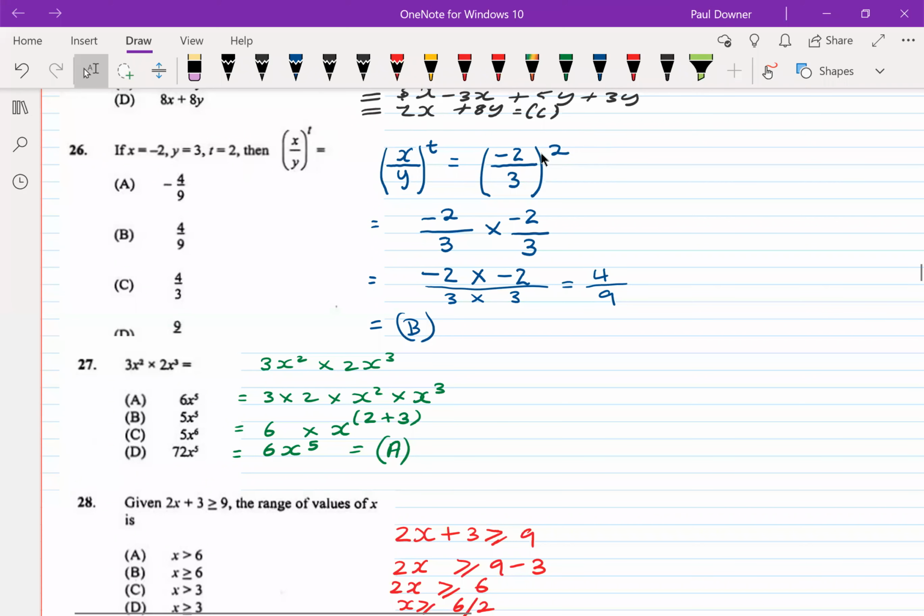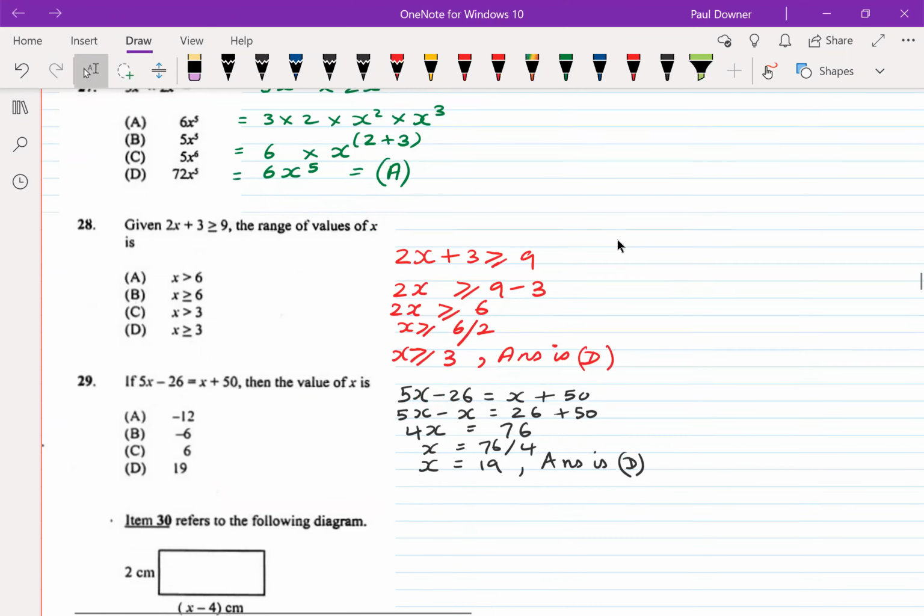All right, now what does this mean? Minus 2 over 3 squared means take the minus 2 over 3 and multiply it by itself, which is minus 2 over 3 again. So let's do that. Minus 2 by minus 2 will give us plus 4, and 3 by 3 will give us 9. So this answer is 4 over 9, and that will be item B. All right, so we have item B there for number 26.